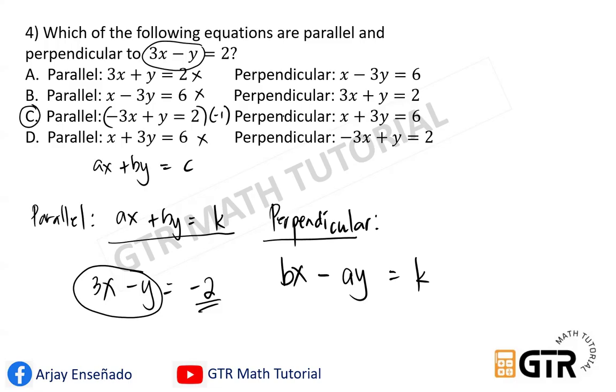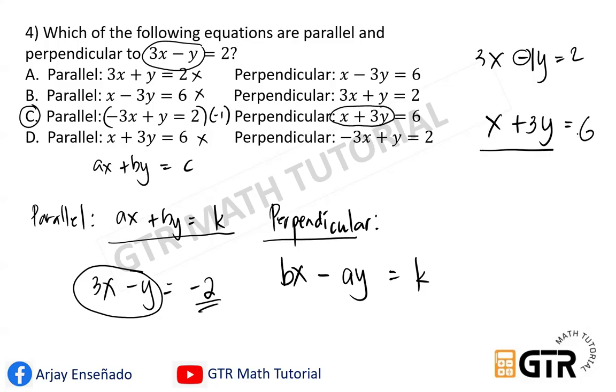So let's just verify the other, the perpendicular. So we have 3x minus y equals 2. So just interchange the numerical coefficients. So this has 1. Just interchange, put 1 here, and then put 3 here, and then change the sign from negative. This is 3. From negative, it will become positive equals any number. So therefore, we have x plus 3y equals any number, that is 6. Therefore, C is the correct answer.